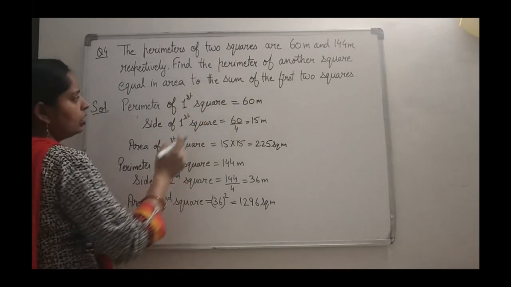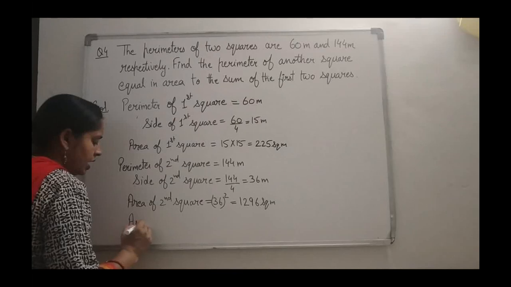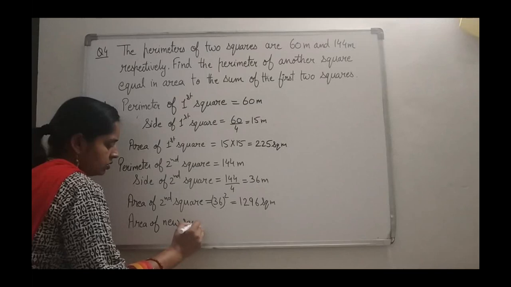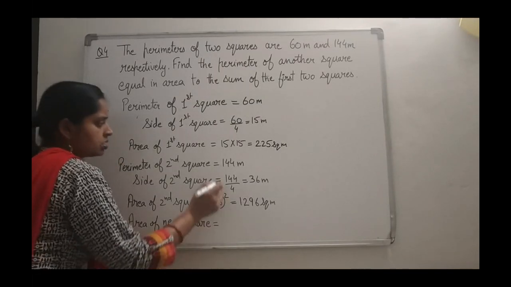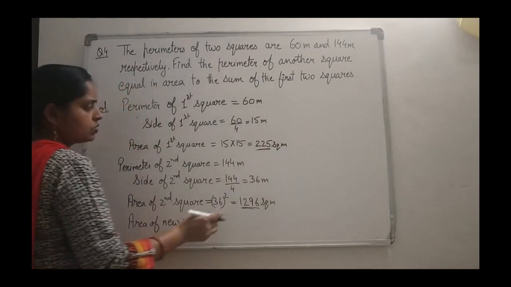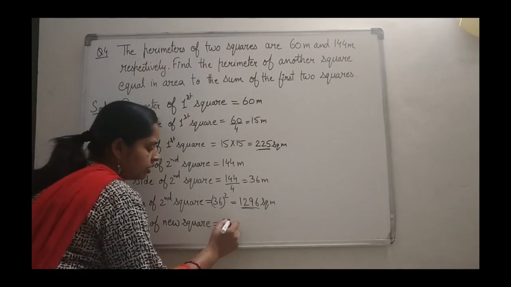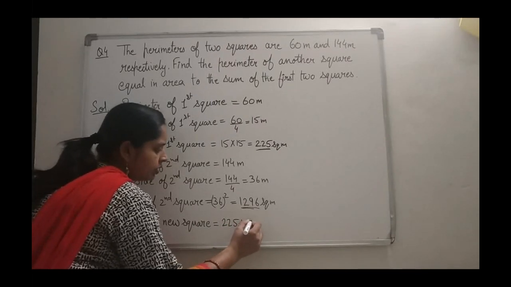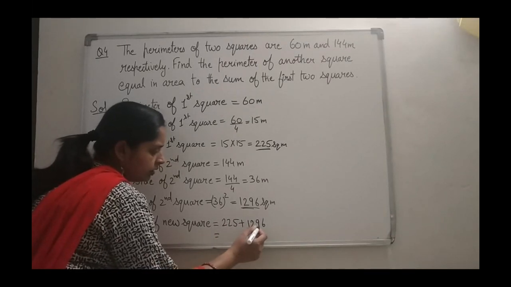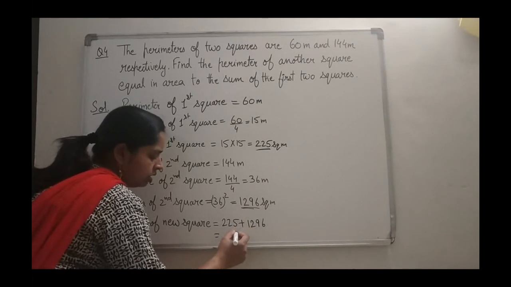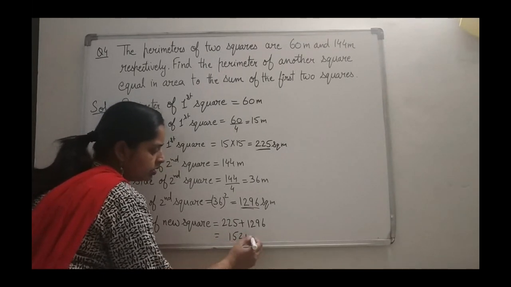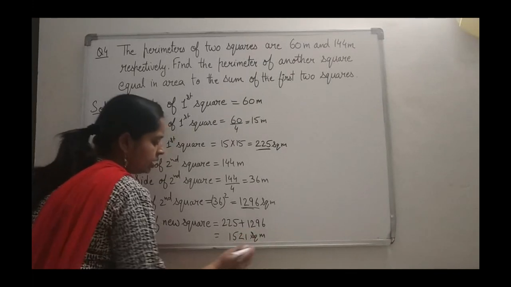Now area of the new square when it has been added. Area of new square is equal to the sum of the areas of the two squares. Area is this and this. Area of these two squares we have to sum up. So 225 plus 1296, and when you add them, how much you get? 1521 square meter. That is the area.